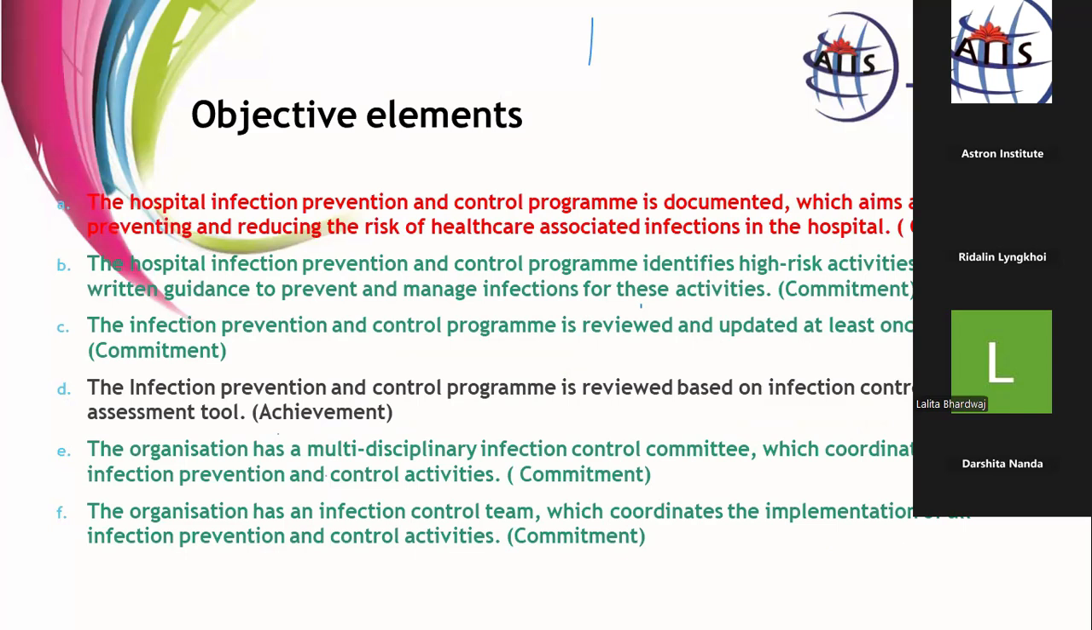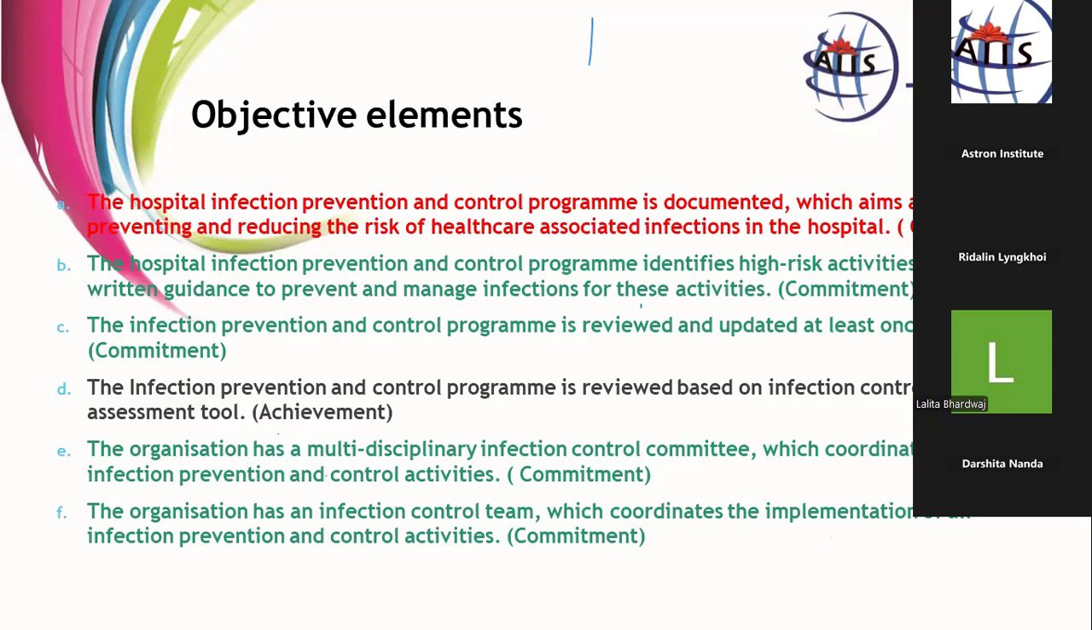First point is the hospital infection prevention and control program is documented, which aims at preventing and reducing the risk of healthcare associated infection in hospital. This is the core element. Core element means you have to do this. You have to make your policies as per your hospital structure, as per your scope. So this should be documented in your manual.